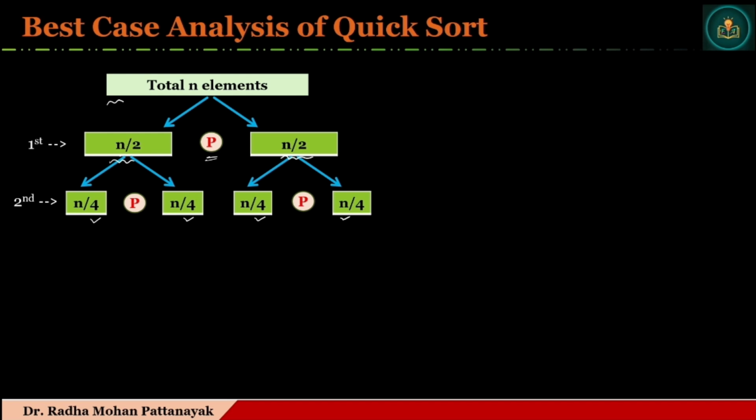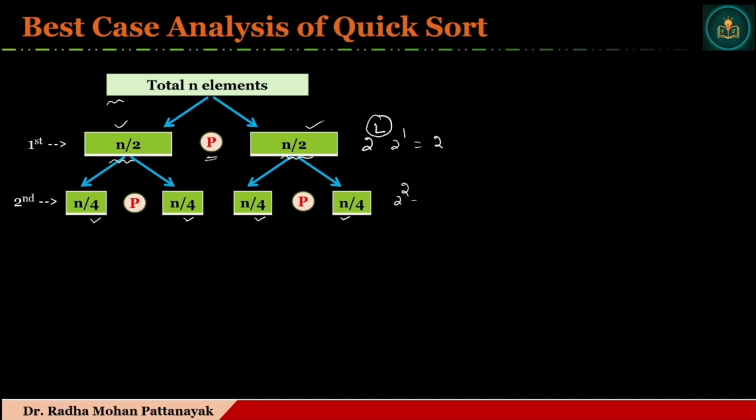You know that in a tree, the number of subarrays present we can find out by using the rule 2 to the power L. So what is L here? L represents the level number, right? So here the level number is 1. So here 2 to the power 1 equals 2. So you can observe here that two subarrays are present. Similarly, coming to the second level, here the level number is 2.